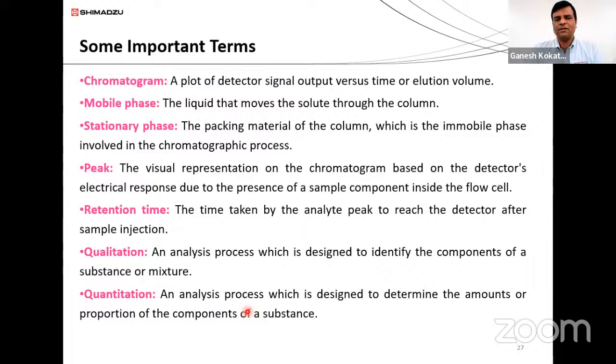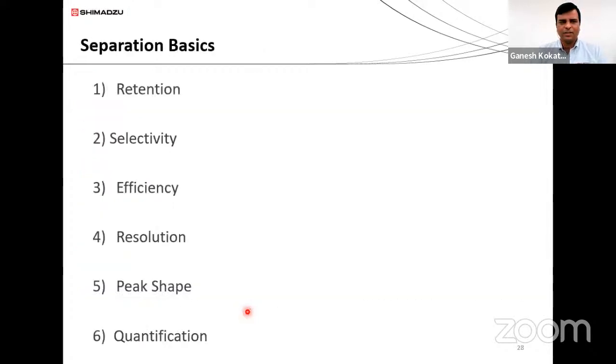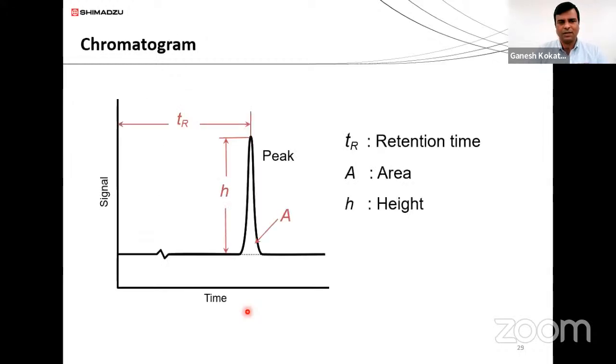For quantification, we use standards as a reference, and we use a specific quantity of sample before loading on a column. So these are basic separations. Normally we look for retention time, selectivity, efficiency, peak shape, and resolution. Those are the basic parameters that need to be improved during method development. So this is the basic of the separation technique.